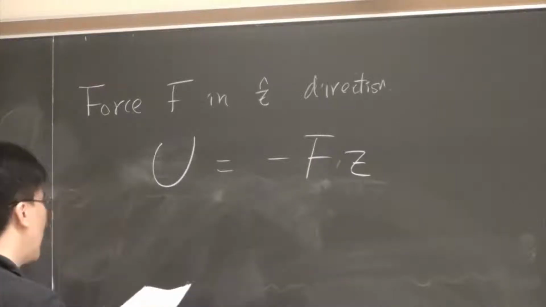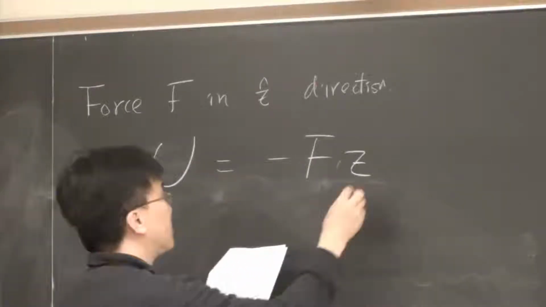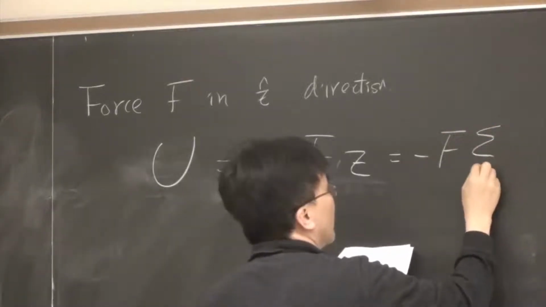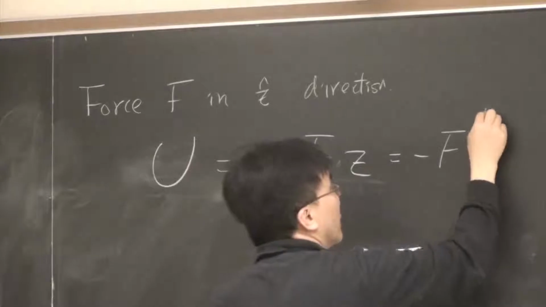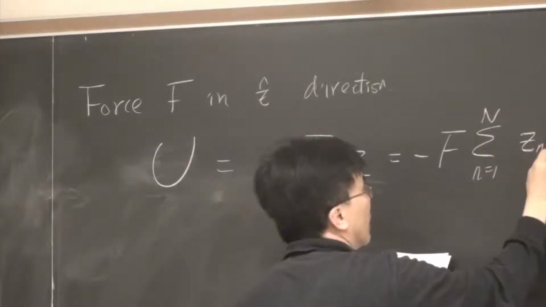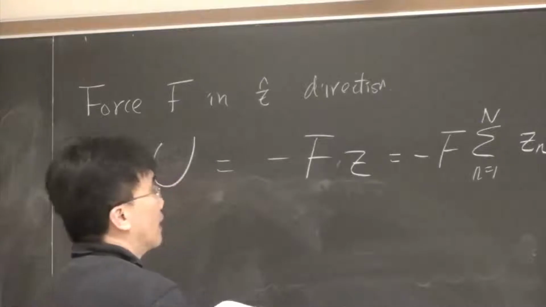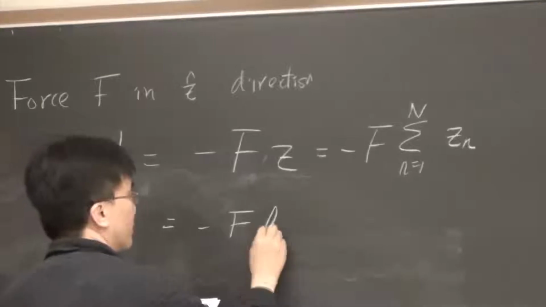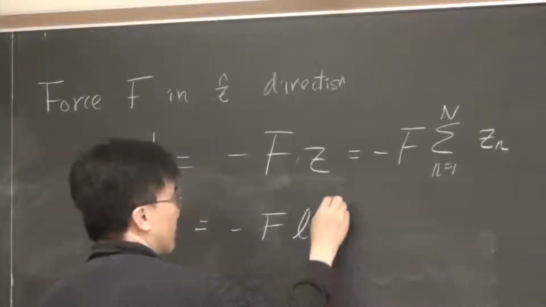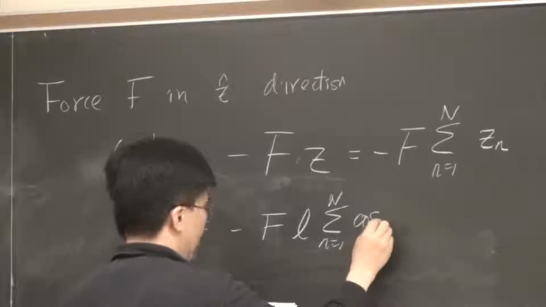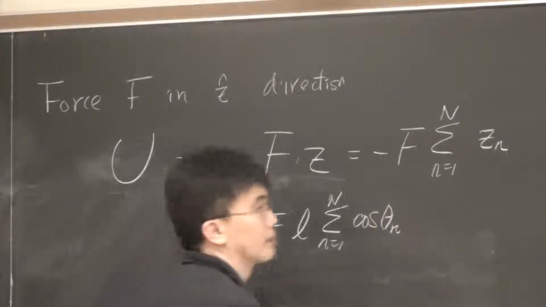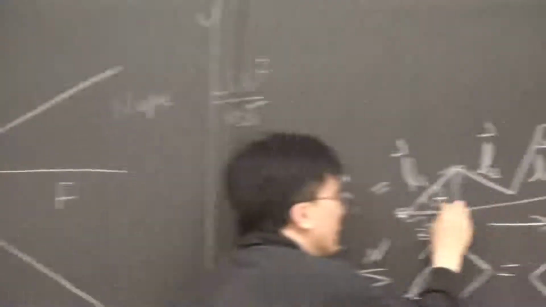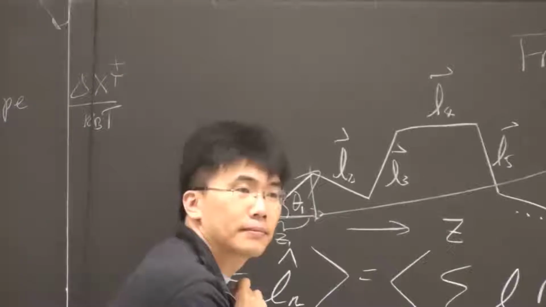So then this is your energy, and that'll be minus f times the sum from n equal 1 to N of z_n, and that'll be where that is the angle theta. Okay.